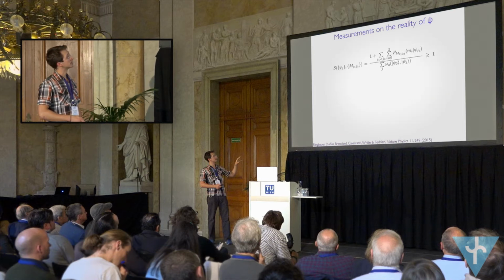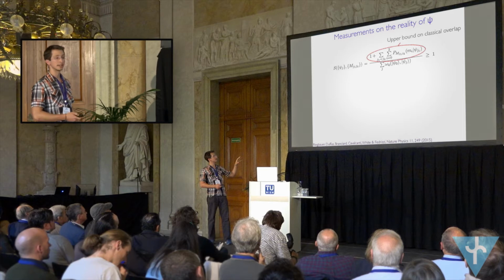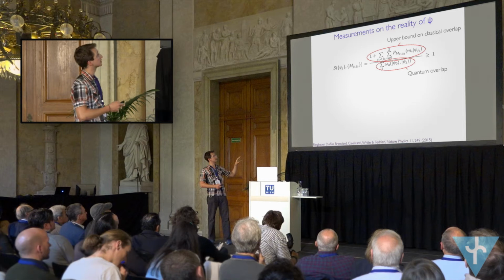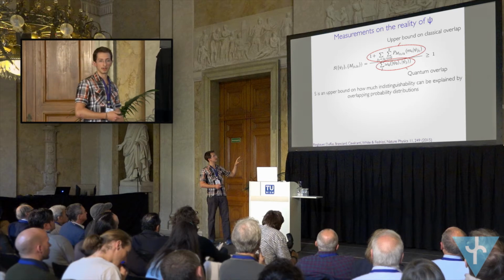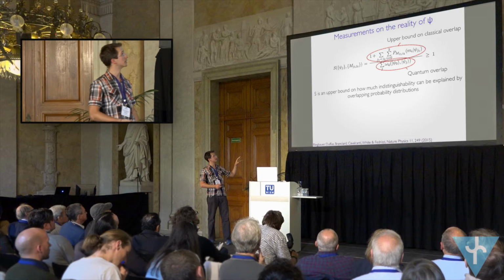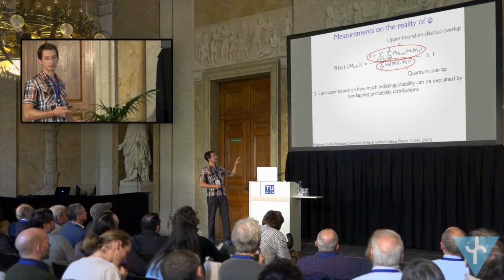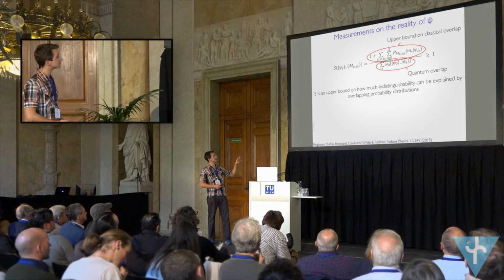So looking at that inequality, we have the numerator, which is an upper bound on the classical overlap. And the denominator is just directly the quantum overlap. So this upper bound is what we get from the experiment. And now this whole quantity is an upper bound on our figure of merit, the ratio between those two overlaps. So it's really an upper bound on how much, in relative terms of the indistinguishability that we observe, can be explained in terms of overlapping probability distributions.